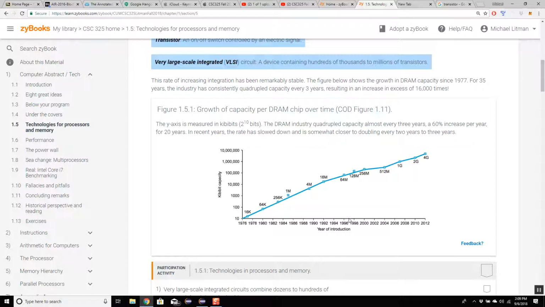Okay, but if we look over time, this is a good way of visualizing how our RAM has gotten larger and larger in capacity. So look back here in the late 70s, what was considered a lot of RAM was 16 kilobytes of RAM. It's a lot of nothing by today's standards, right?